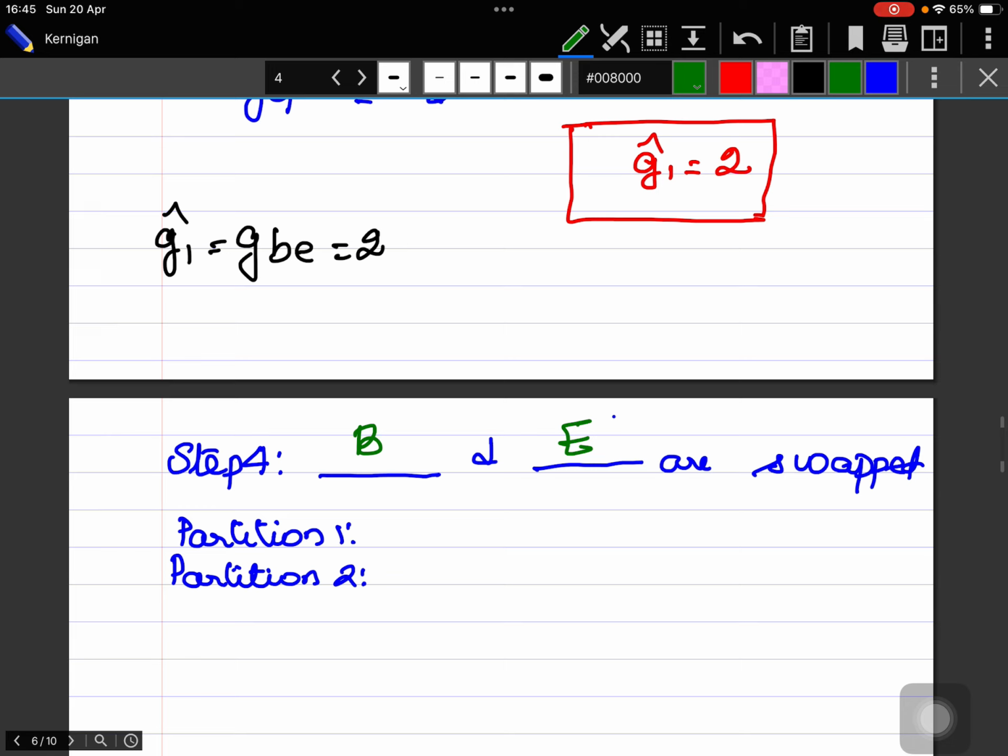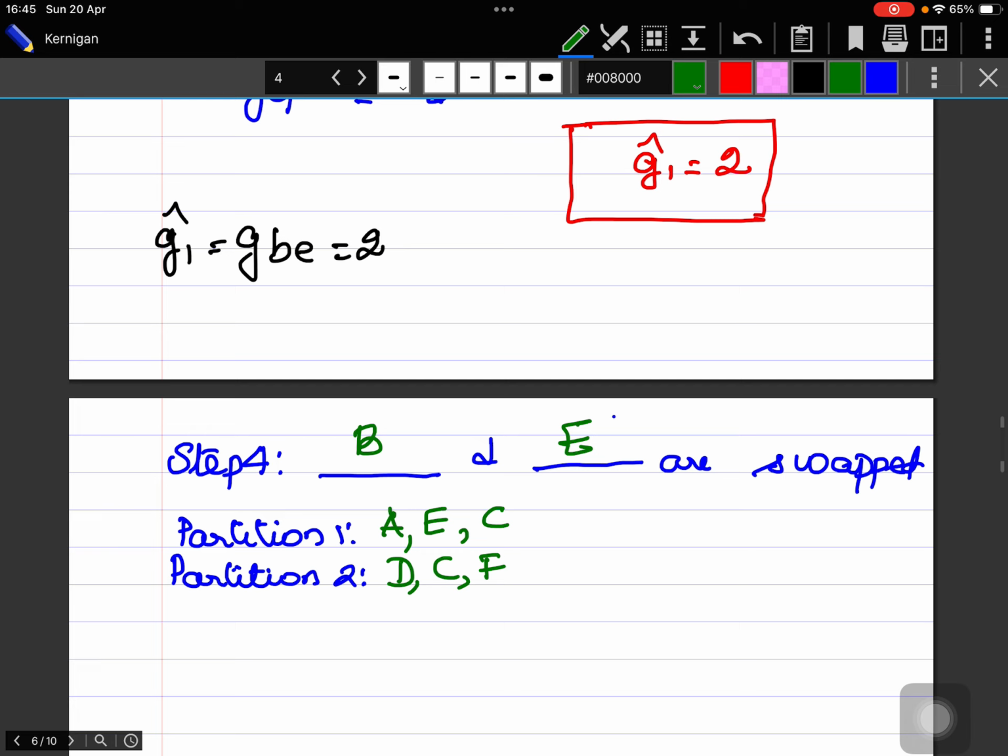Okay, so after swapping, how will my partition be? A is not swapped, but B is swapped. In the place of B, I have an E. C is not swapped. In partition 2, what do I have? Previously I had D, E and F. D is still there. In the place of E, I have B, and F.